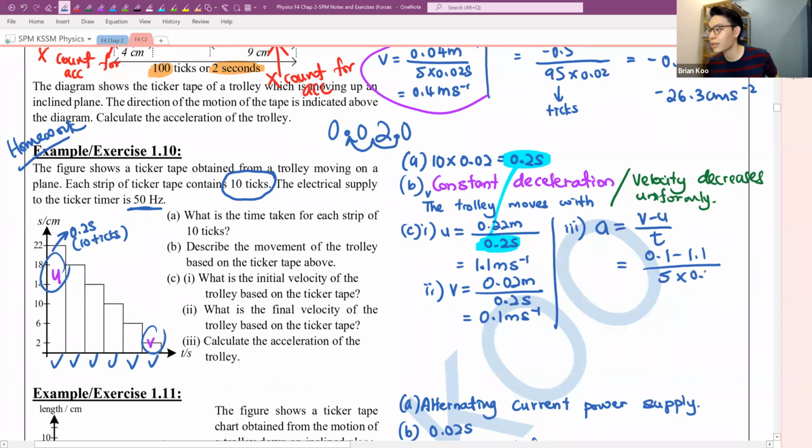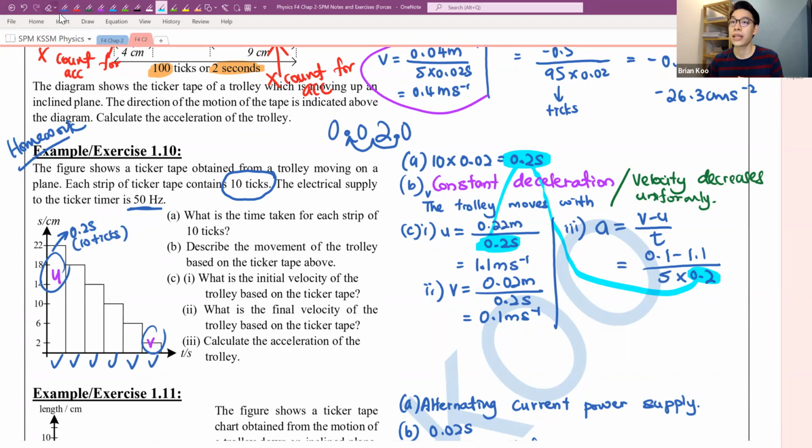5 times 0.2. Again, why 0.2? Because this is for one strip already. You have already calculated. So remember, if you calculated already, you don't need to keep calculating. You can straight away use 0.2. Important, this one, not 6. You can use red pen, circle, highlight, so that next time you do revision, you know what's going on. Okay, need to minus 1.